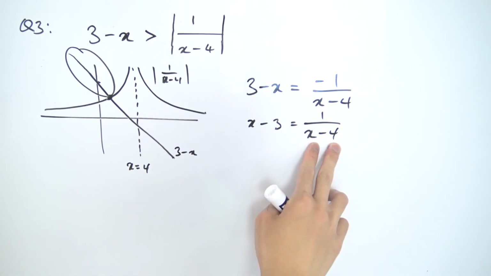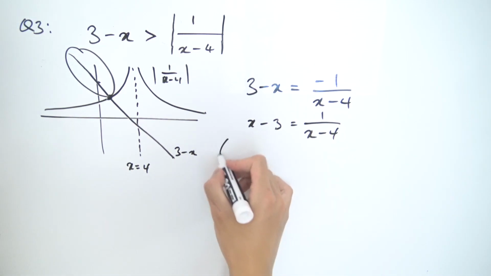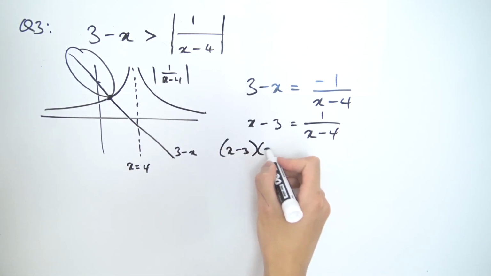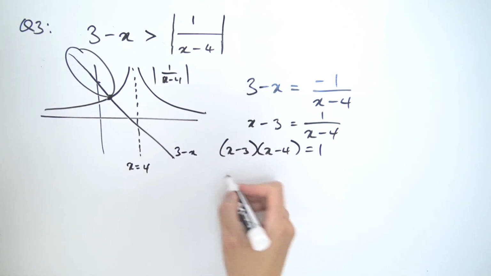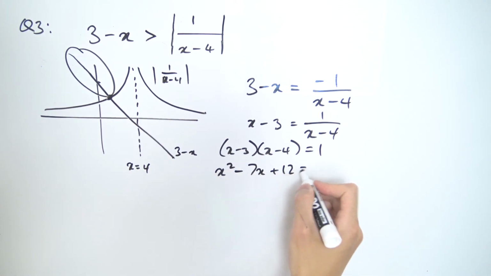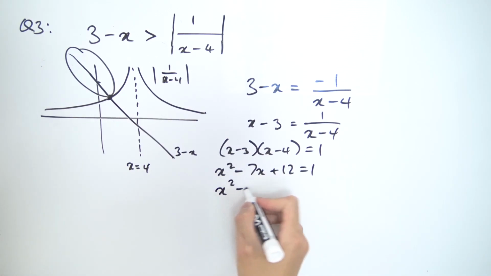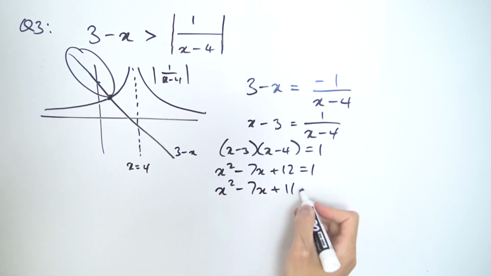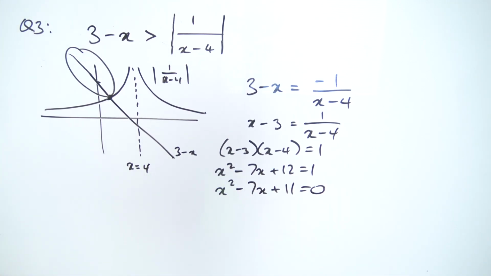And now, multiplying both sides by this factor, we're going to get x minus 3 times x minus 4 is equal to 1. Expanding it out, x squared minus 7x plus 12 is equal to 1. And we get x squared minus 7x plus 11 is equal to 0. Okay, very nice. And now this can't really factor nicely, so let's use the quadratic formula.